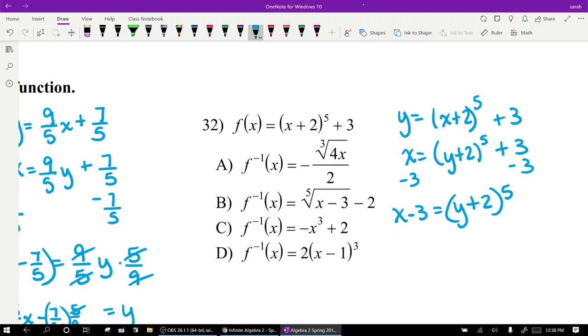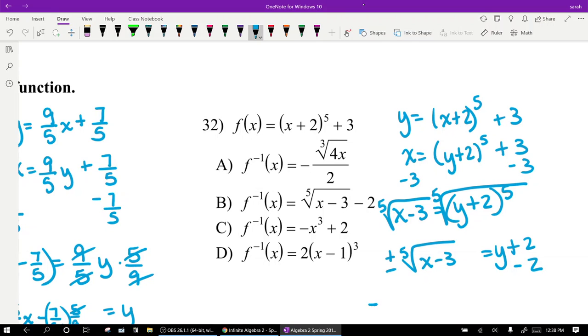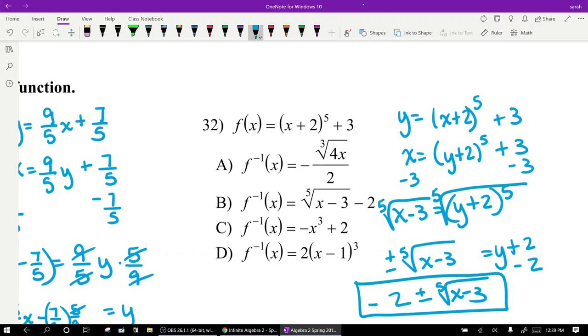All right, remember we got to solve for y, so I'm going to take the 5th root of both of these. So that's going to leave me with y plus 2 equals the 5th root of x minus 3. So I'm going to subtract 2 from both sides. So I end up with negative 2 plus the 5th root of x minus 3. So here's my answer. Let's just take a look at these. There's really only one that has a 5th root, and it's this one. And the 2 is just in a different place, but it's still perfectly fine there. So my answer for 32 has to be B.